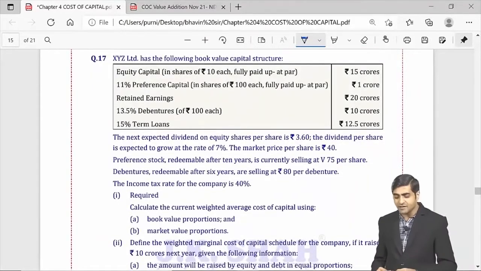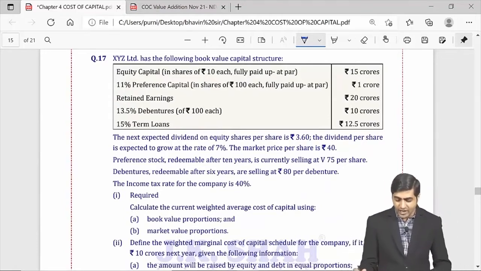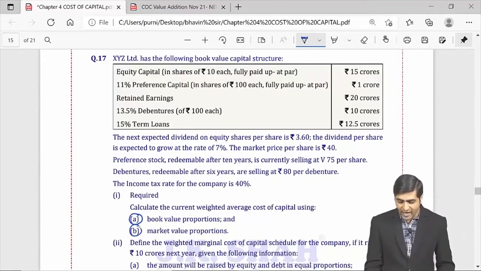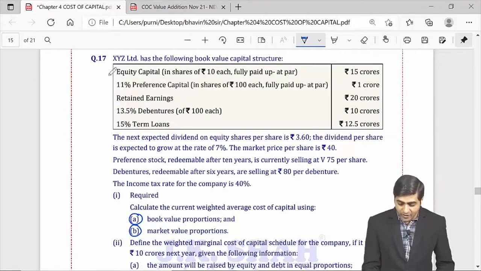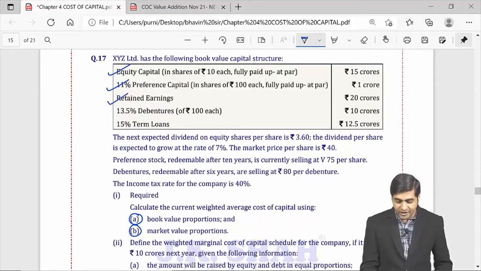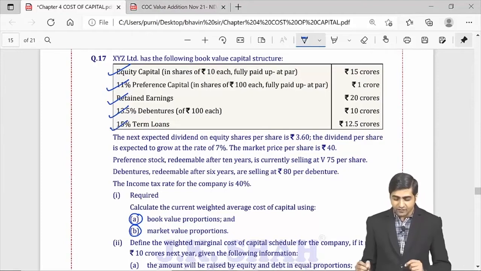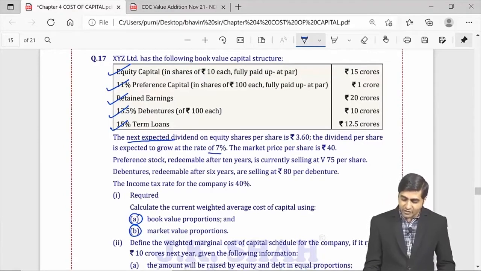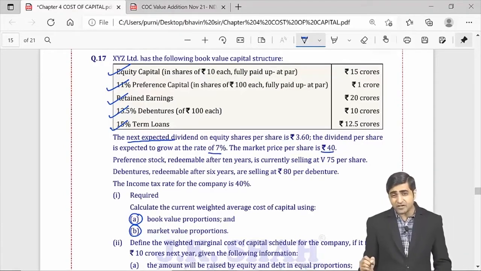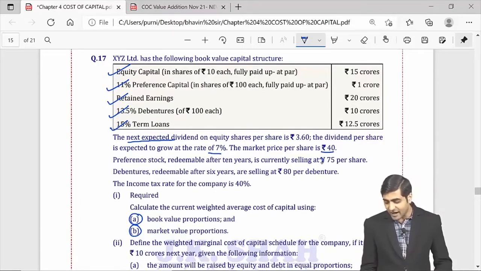Coming to your question number 17, you are required to calculate the weighted average cost of capital with the help of your book value weights and market value weights. In this particular question, we have equity capital, preferential capital, retained earnings, 13% loans and 15% term loans. Guys, first of all your KE will be calculated using the dividend yield growth approach. As you can see, D1 is available to you, the growth rate is given to you, and the market price is 40. Preference shares, my dear students, are redeemable after 10 years and currently selling at rupees 75 per share.